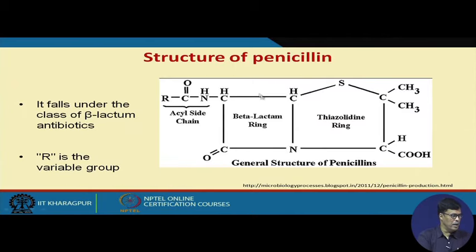Now, as I told you, the specialty of penicillin is that it has this beta lactam ring. It falls under the class of beta lactam antibiotics. This is the beta lactam, and this is the thiazolidine ring that we have. In most of the antibiotics, this portion remains constant, only the acyl side chain keeps on changing, because this is the R group that keeps on changing.